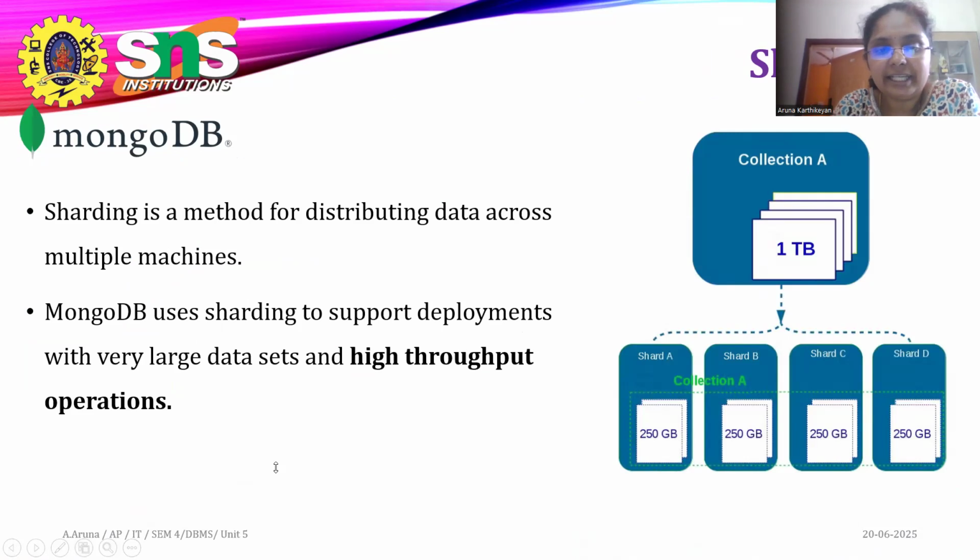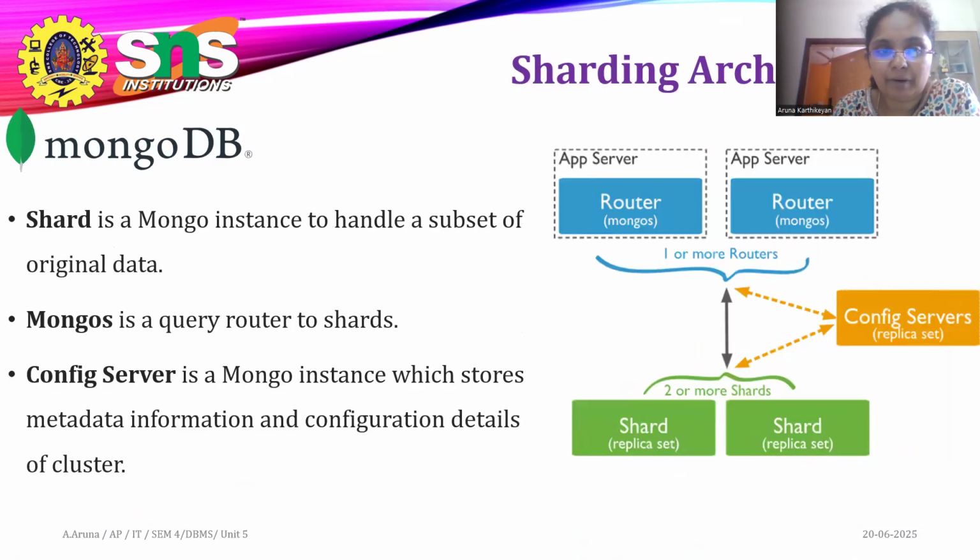The other one is sharding. We use sharding for distributing the data. If I have 1 TB of data storage, it can be shared across different collections. It can be divided into 4 equal parts, and based on that it is shared to the others. Sharding is mainly used for very large data sets, and also for improving throughput. Sharding handles a subset of our original data.